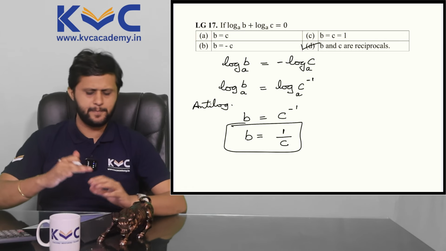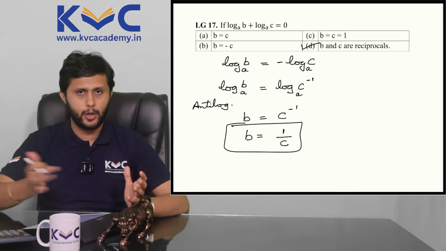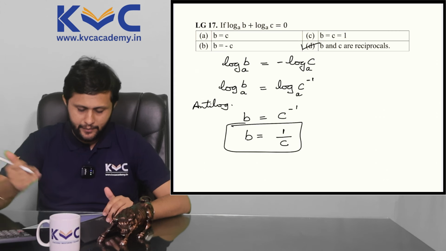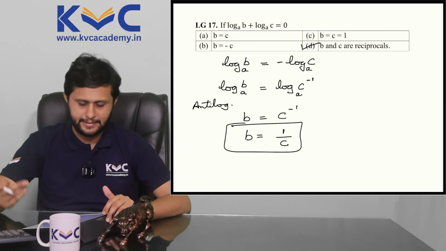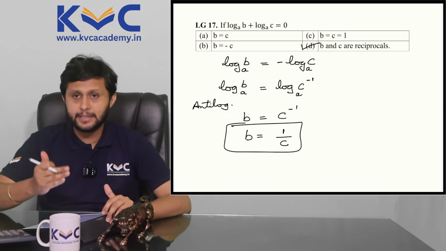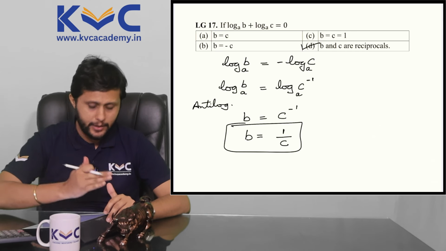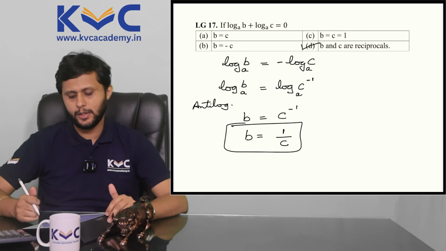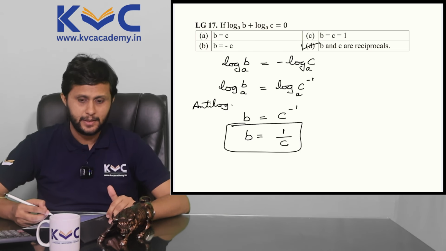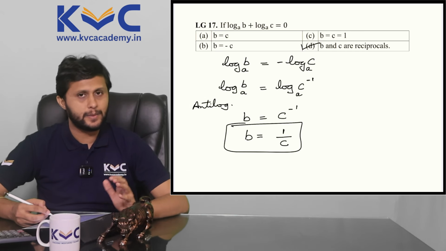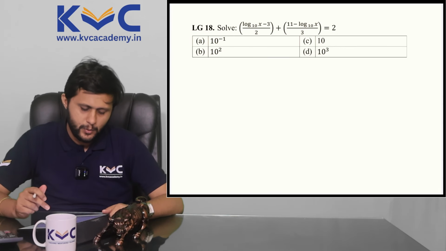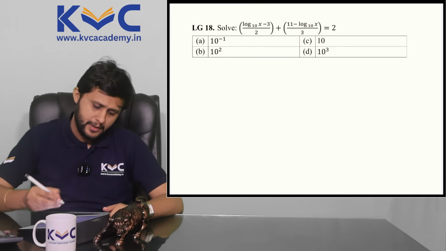What have I done over here? I wanted to cancel log and log, so I have taken one log to the other side. Then I have taken the minus sign inside as the power, so it becomes raised to the power minus 1. Once my condition is met, nothing outside logarithm, I have taken anti-log and I've got b equal to c to the power minus 1. What is c to the power minus 1? 1 by c. I've got the answer. Moving on to the next question.